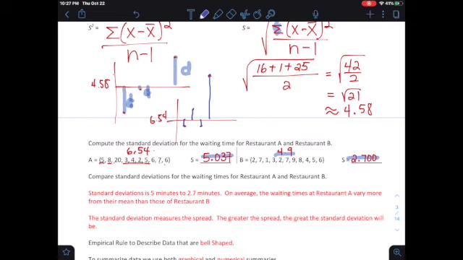The wait time at restaurant A varies more because they have data points that are further away. The standard deviation for this one is 5.037, the other one's 2.7. So therefore the data points from the first set are further away, so you have a wider range compared to the second one.